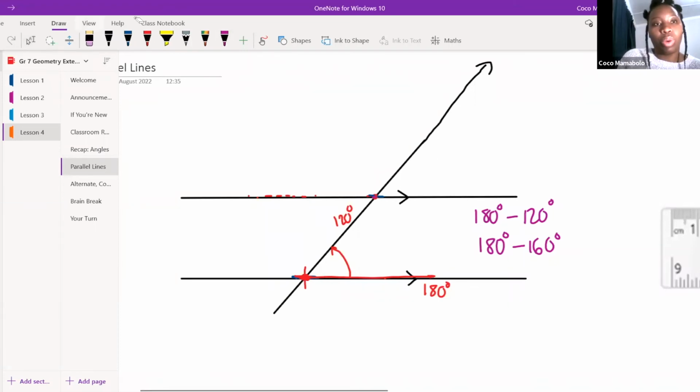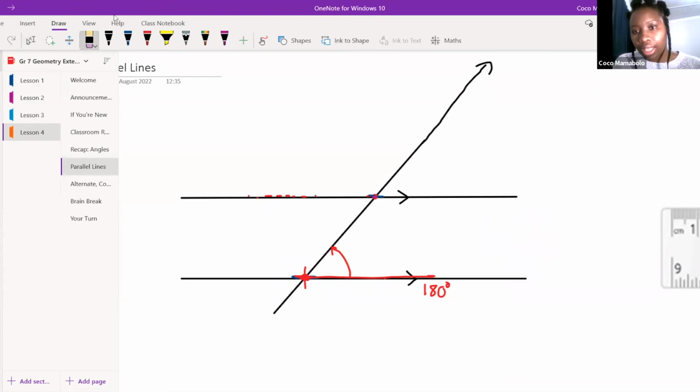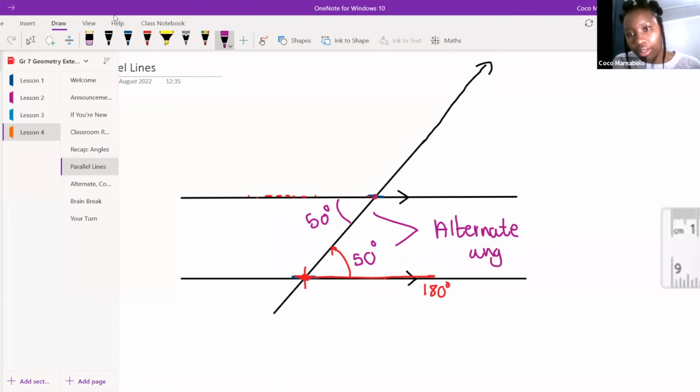Excellent. All right. So what we're going to notice, guys, is that this angle over here, so if you got 50 degrees over here, you're also going to get 50 degrees over here. So these two angles are equal to each other, and they are called alternate angles. Paul, that's perfectly fine. We're recording the lesson, so you can always catch it at a later stage.